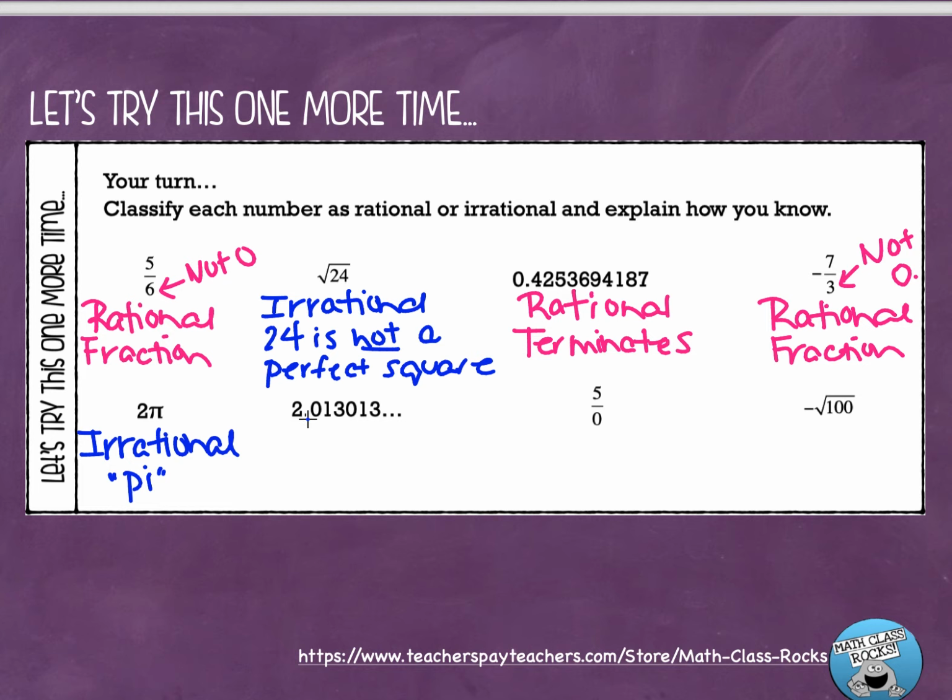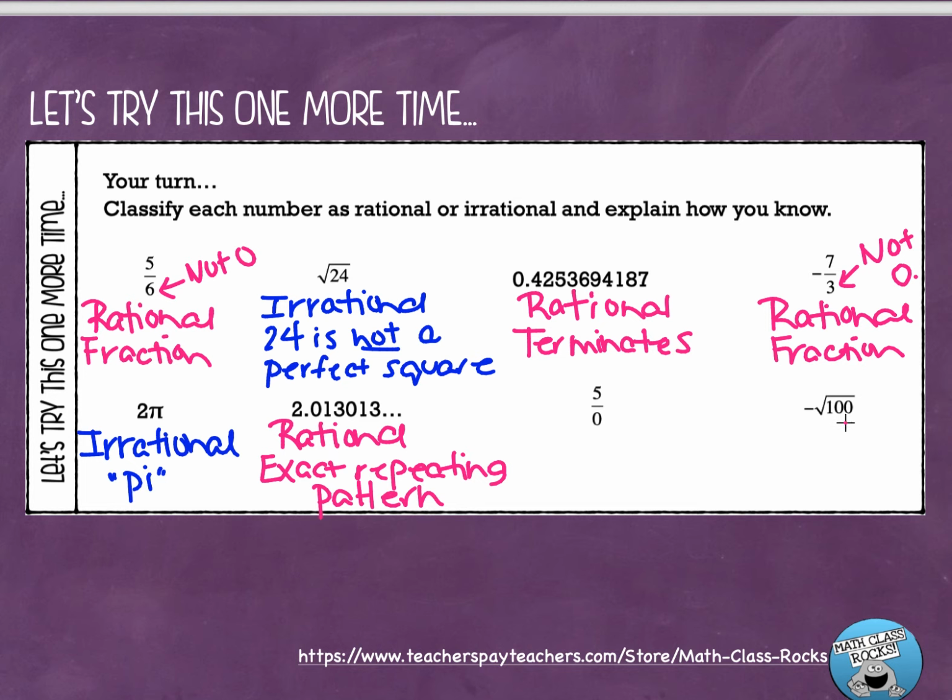All right, this next one, 2.013013... Well, the dot, dot, dot tells me that it is not terminating, right? It's a non-ending decimal. It's going to keep going on and on and on. So then we have to check and see if there's an exact pattern. Well, in this decimal, there is, right? It's 2.013013. That 013 is an exact repeating pattern. So this is rational, and that's because it has an exact repeating pattern.